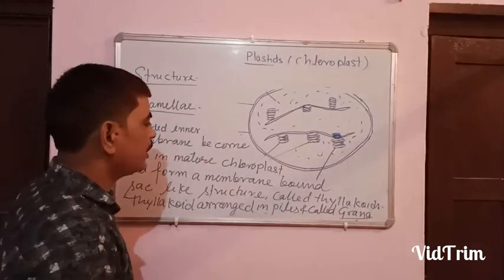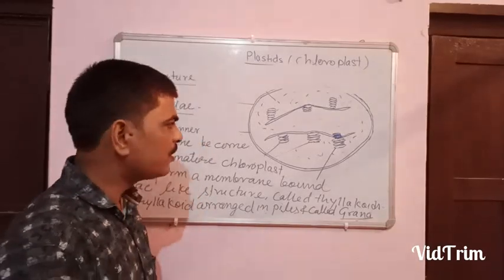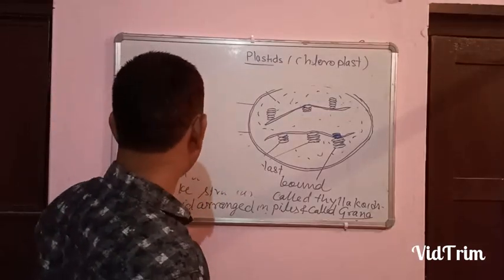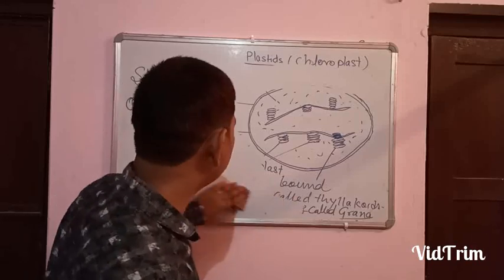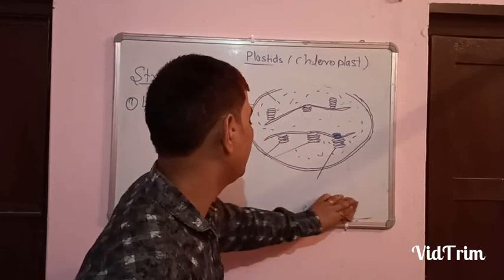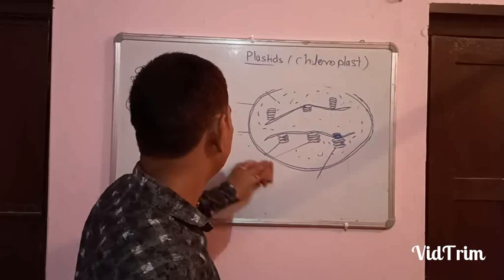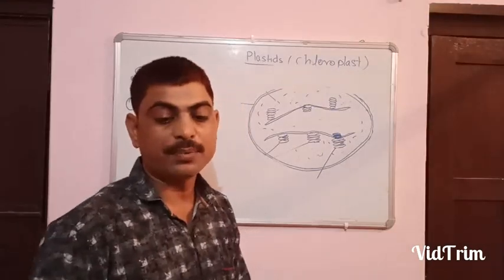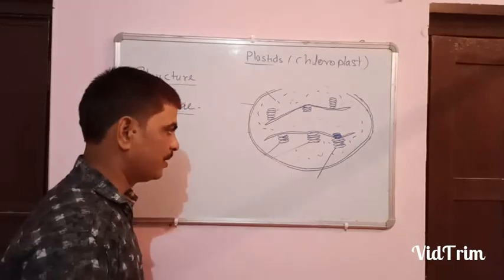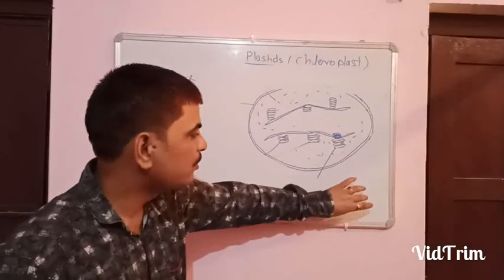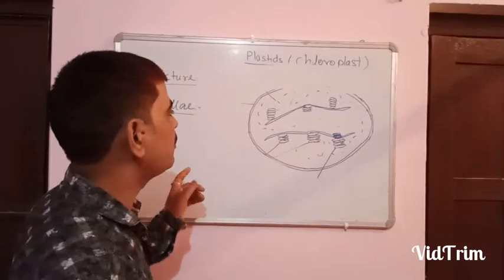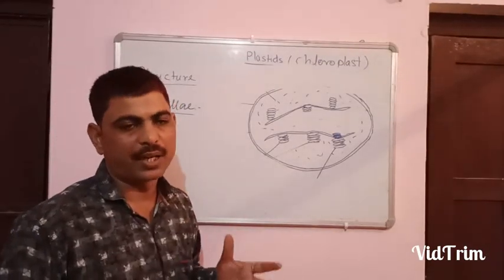Dear students, these thylakoids have a special property. Do you know what property they have? Actually, these thylakoids have chlorophyll, and chlorophyll is able to trap the radiant energy of the sun. So these thylakoids have chlorophyll, and they are able to trap solar light.